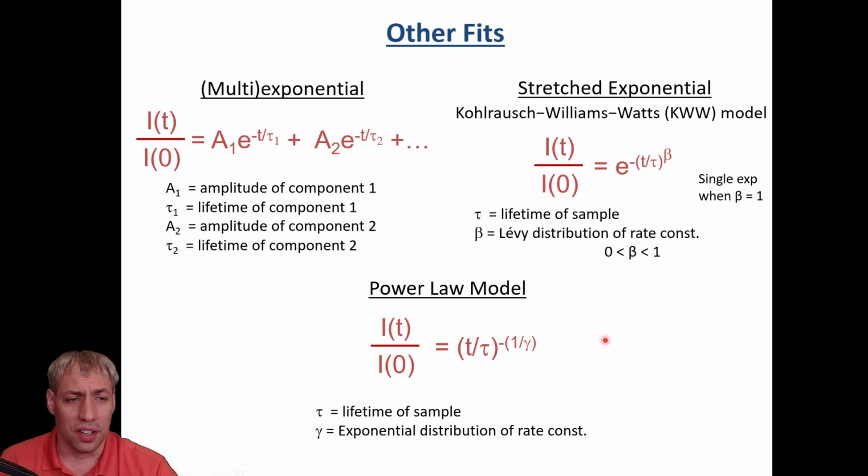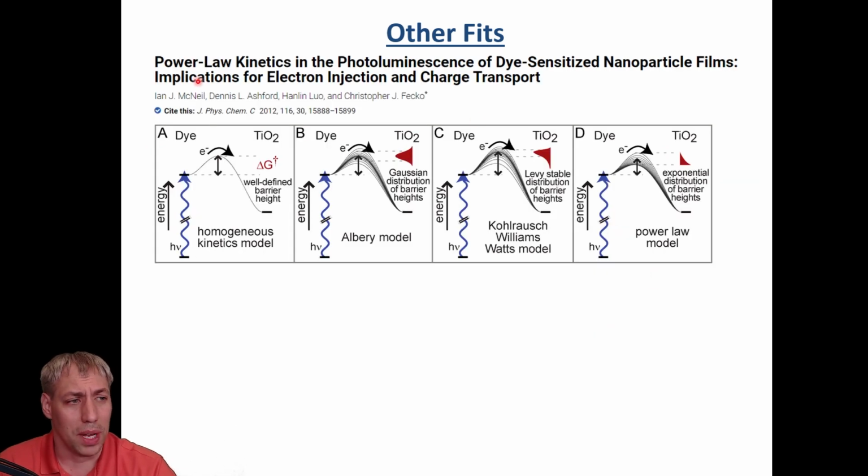If you're interested in this fitting, I'd point you to this really fun paper called Power Law Kinetics and Photoluminescence of Dye-Sensitized Nanoparticle Films. This was out of Chris Fecko and Ian McNeil when they were at UNC Chapel Hill. It has a really nice graph basically saying these fits mean something. A single exponential assumes one barrier, associated with a rate constant. Bi-exponential assumes two different things going over two different hills. Then you can go to power law, which is an exponential distribution of barriers, or a KWW that has a Levy distribution, or an Alberry model where there's a Gaussian distribution.